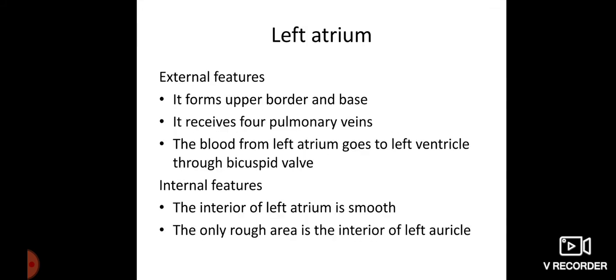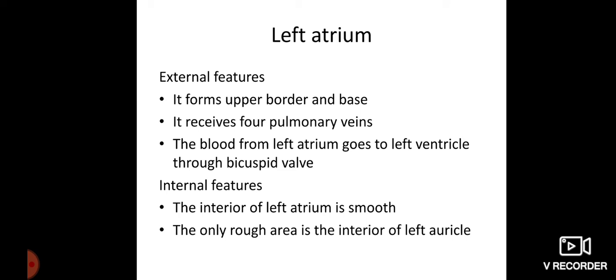Now if you are taking the left atrium, it is the left upper chamber of the heart. It forms the base of the heart, the superior border. It receives 4 pulmonary veins. The blood from the left atrium goes to the left ventricle through the bicuspid valve. Internally, it is completely smooth.